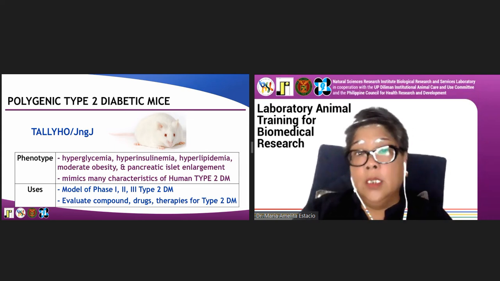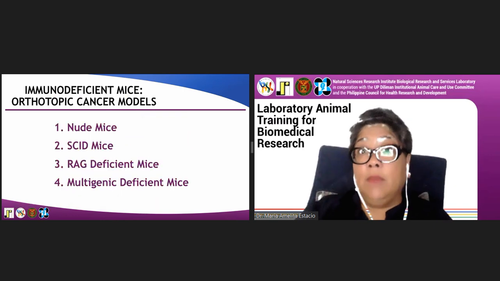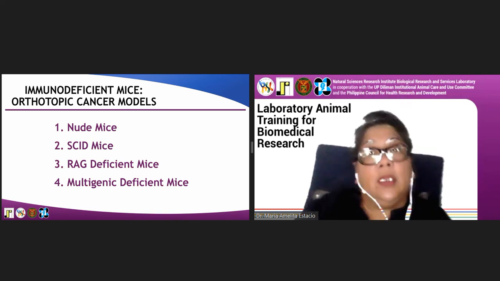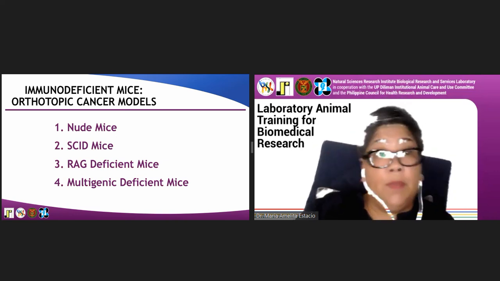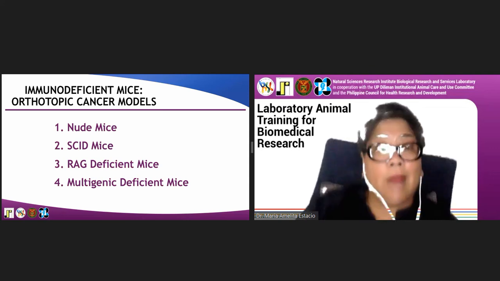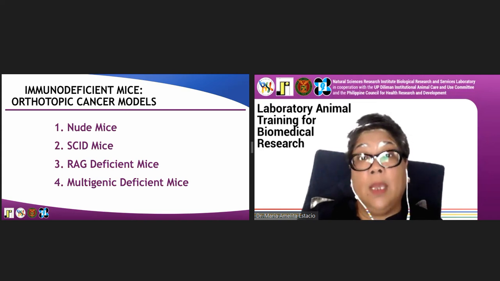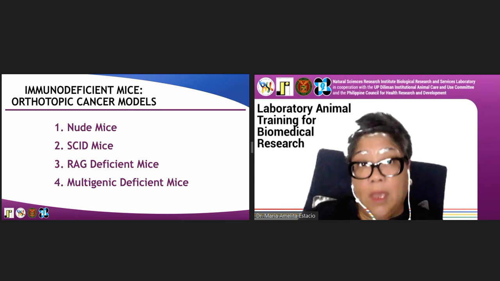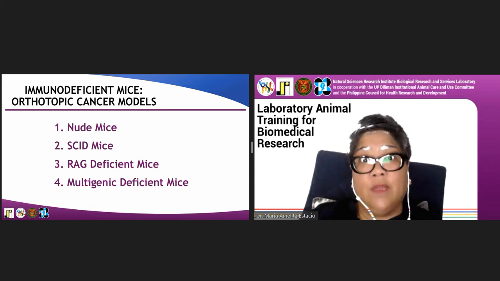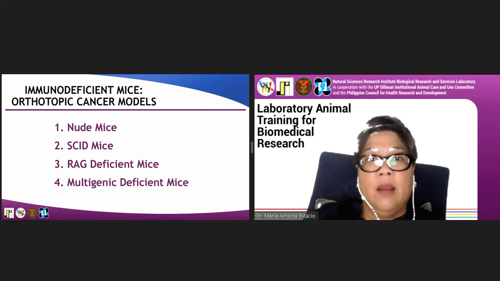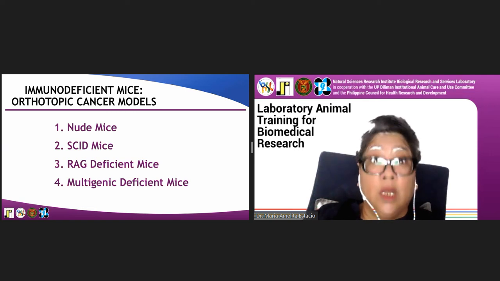So with that, you now have several diabetic models that you can choose from. Now, one of the research areas being conducted by Tuklas Lunas centers in the Philippines would be cancer. And right now, the trend is using immunodeficient mice for orthotopic cancer models. When we say orthotopic, this is either transplantation of the tumor or injection in the origin of the cancer. And right now, there are four general cancer models to choose from.